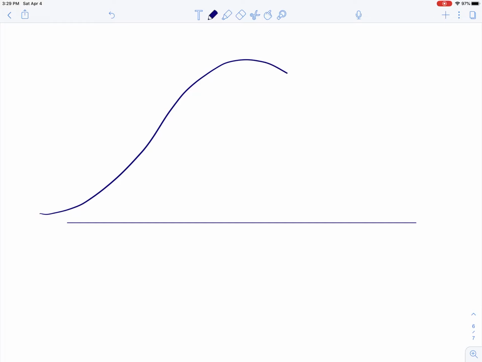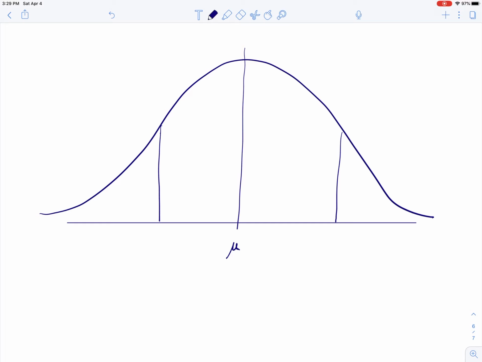So say our data has a bell-shaped curve, something like this, right? Say this is our average. We're going to say this is our mu, or the average. And then the empirical rule says, say this is one standard deviation about here. So this is mu plus 1 standard deviation. This is going to be mu minus 1 standard deviation. And then say we have a second standard deviation there and about there.